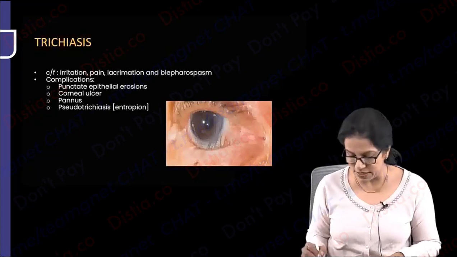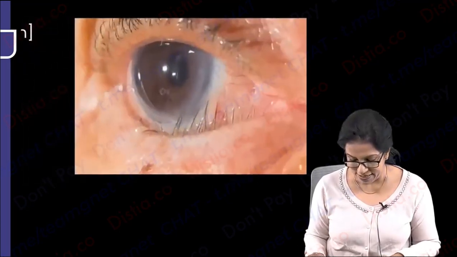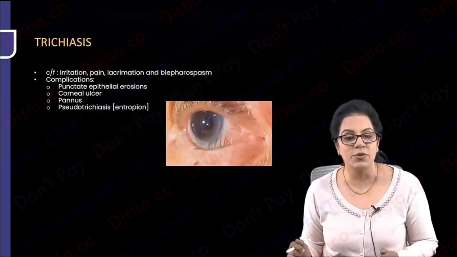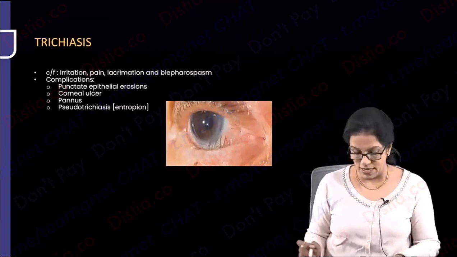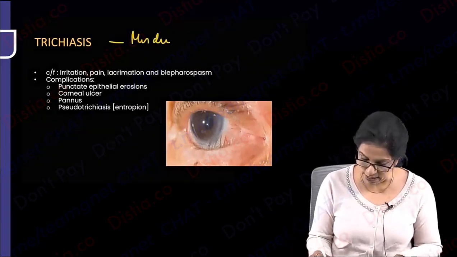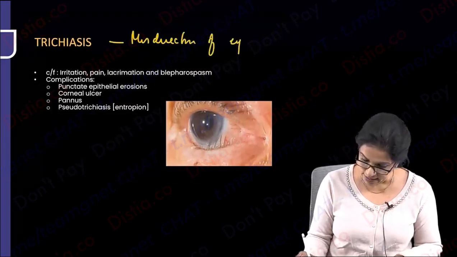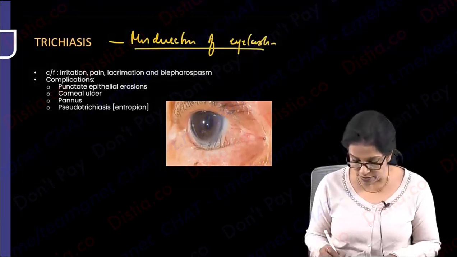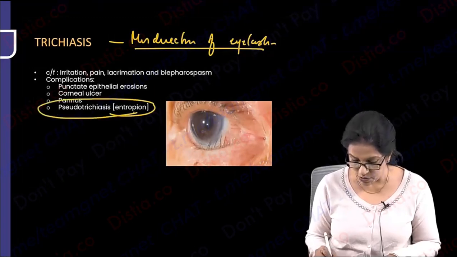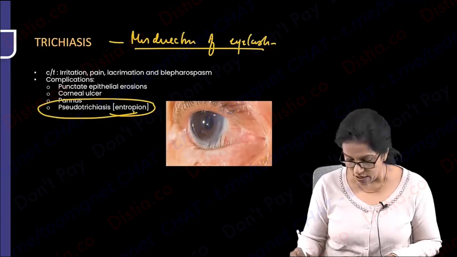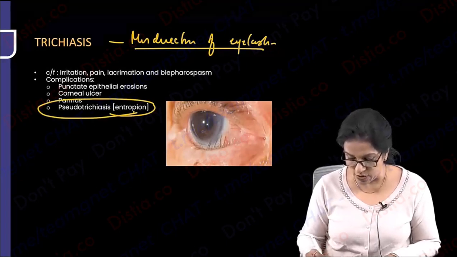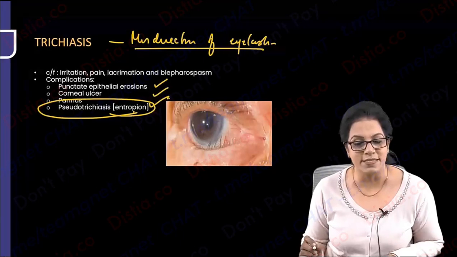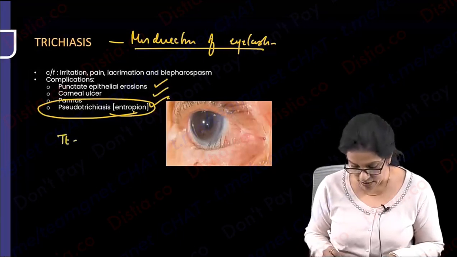What is trichiasis? It is misdirection of eyelash. It will rub on the cornea, again be harmful, leading to corneal ulcer and corneal opacity. So misdirection of eyelash, write down. Now, if it is due to entropion, you call it pseudotrichiasis. Of course, what can it lead to? It can cause punctate erosions or ulcers or neovascularization of the cornea. That is called pannus.